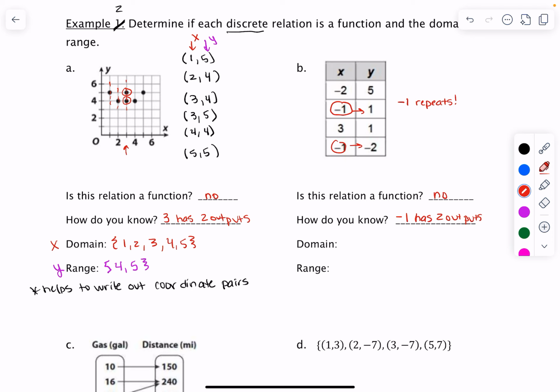My domain are the x values, so my x values are here. And we're going to order them from least to greatest. So my lowest value is -2. Then I've got -1, and then I've got 3 as my x values. Remembering that that -1, we don't list it twice when we do the domain, or the range really. My y values are here. Least to greatest is going to be that -2, then 1, and then 5.